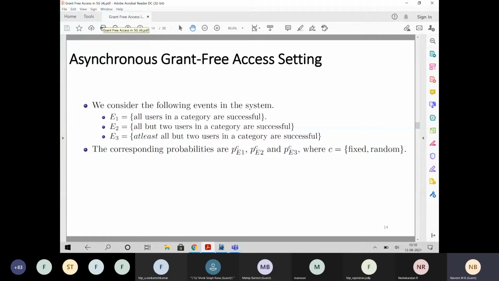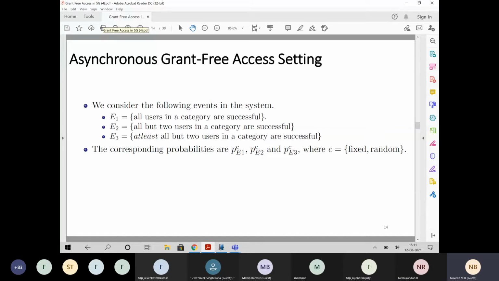So what we were trying to do is this. It's a very simple problem. Everybody can understand, there is nothing too complicated in this. We considered an asynchronous grant-free system, as I told you before, which has a preamble followed by data. We consider the following three events in the system. First event is all users in a category are successful. So if there are 10 users coming to the network, all 10 are successful. Second one is all but 2 users are successful. That means if there are 10 users coming to the system, exactly 8 are successful and 2 are failing.